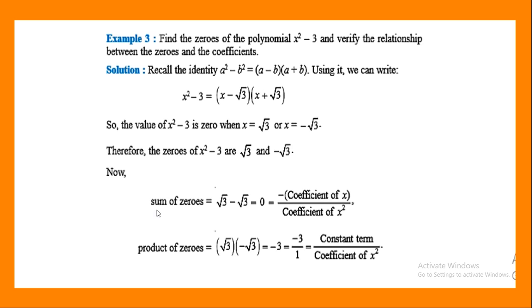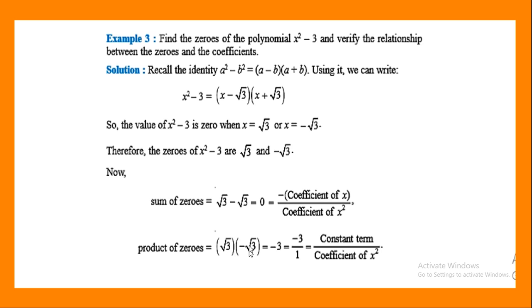Okay. Now we are going to verify the relationship between these zeros and the coefficients. Here we have the sum of zeros. That is, here the zeros are root 3 and minus root 3. So we will get root 3 plus minus root 3, that is, root 3 minus root 3 is equal to 0. Here the coefficient of x is 0. So we can write it as 0 is equal to minus of coefficient of x dividing by coefficient of x square.